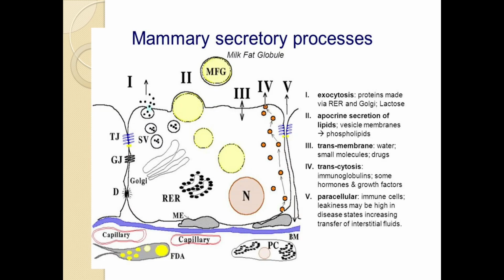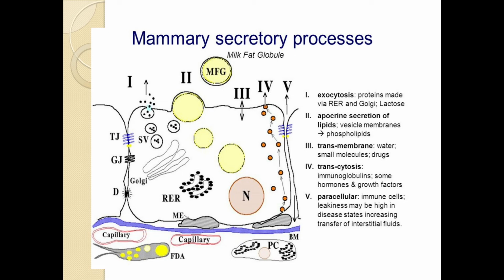These are the various transport mechanisms involved in the secretion of milk. Proteins synthesized in the rough endoplasmic reticulum and modified in the Golgi apparatus, as well as the sugar, that is lactose, will be secreted into the alveolar lumen by exocytosis. And the fats will be secreted by apocrine secretion, that is, a part of the membrane of the cell will also be secreted along with the milk fat globule.